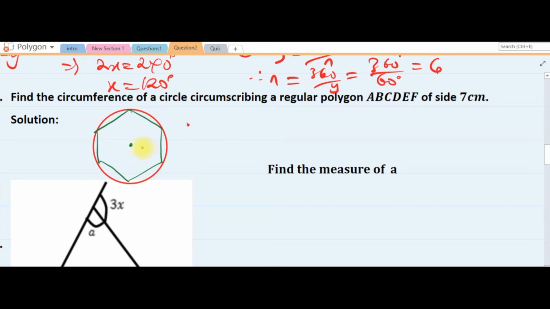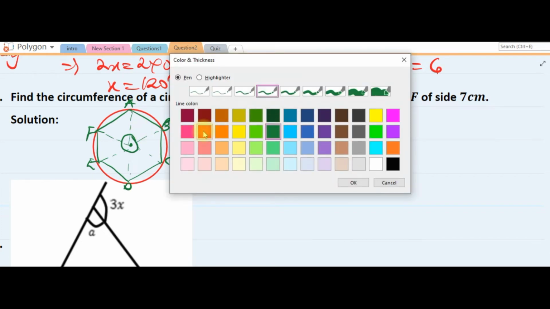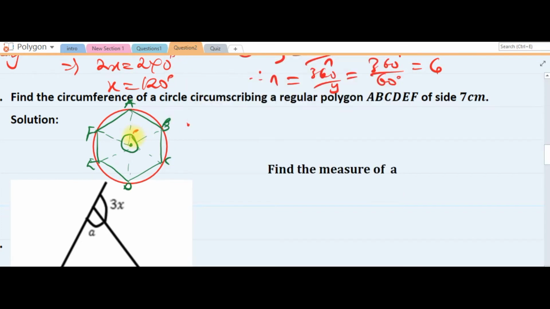They say the side is 7. So well, we know that we are trying to relate the radius. Before we know the circumference, we need to know the radius. So let's get the radius of the polygon. So the side of the polygon is 7. So let me name it A, B, C, D, E, and F. Well, we know that the interior angle must be 60 each. So this should be 60 degrees each.